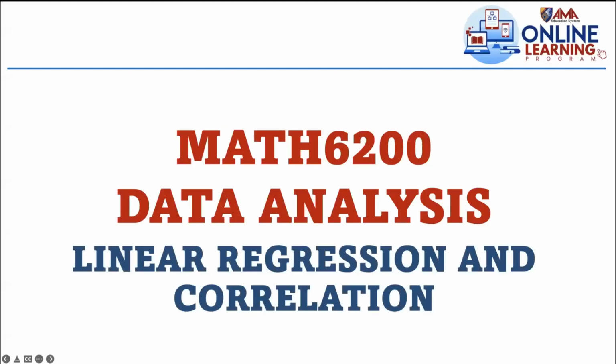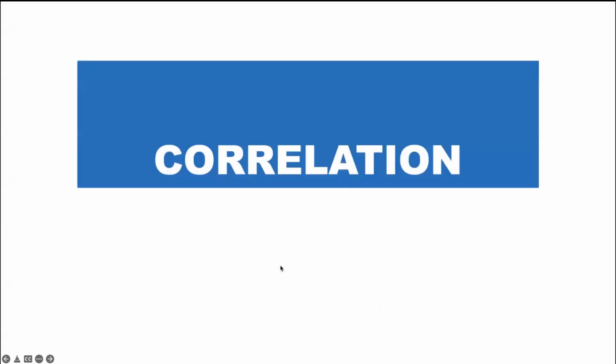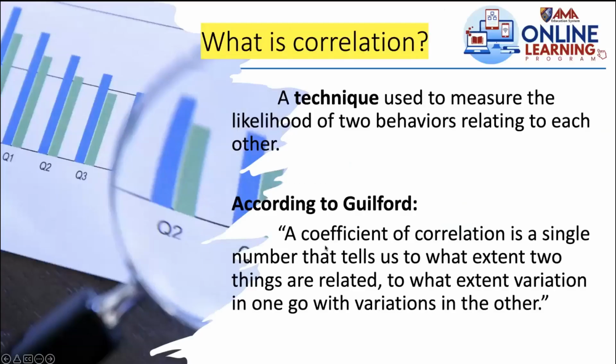Okay, class, let's take a deep dive into the first part of this lesson, which is correlation. So what is correlation? It's a technique used to measure the likelihood of two behaviors, or two variables, relating to each other. When you say relating, we're not talking of cause and effect. We're not thinking that x is the cause of y, or y is the effect. We're just talking of the relationship between the two behaviors or two variables.